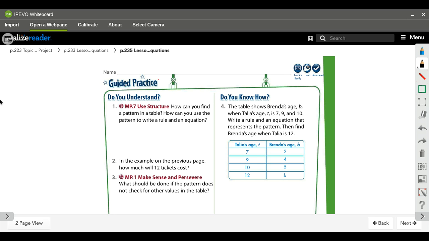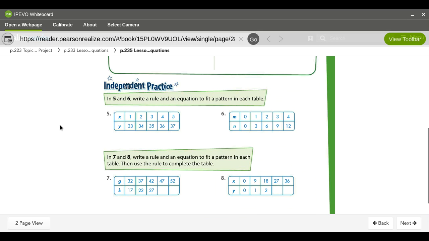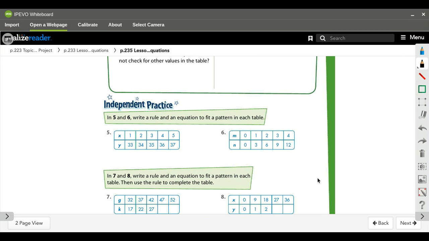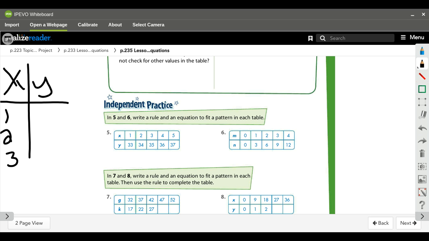Now, we're going to take a look at number 5 and do number 5 together. When you have an input-output table that is written horizontally, I find it helpful to go ahead and write it vertically so then I can really look at my patterns, especially when I start doing multiple operations. Right now, we're just doing a one-step operation, but if I have to do more than one step, this is going to be helpful just to look at one value. So I have 33, 34, 35, 36, and then 37.